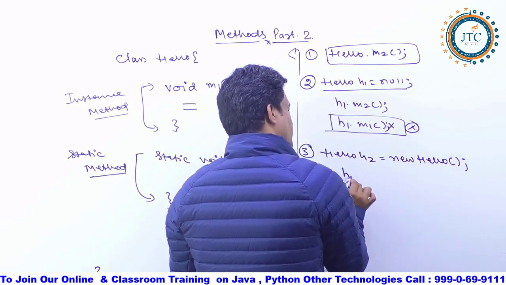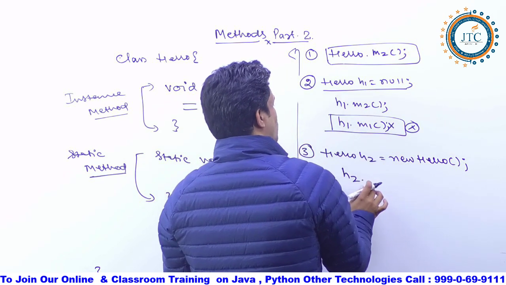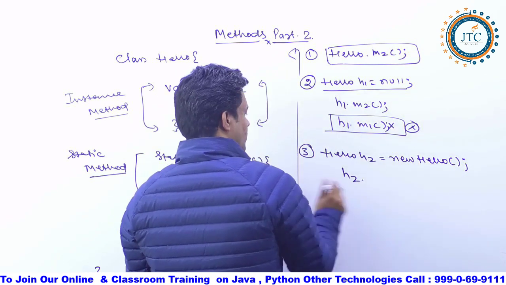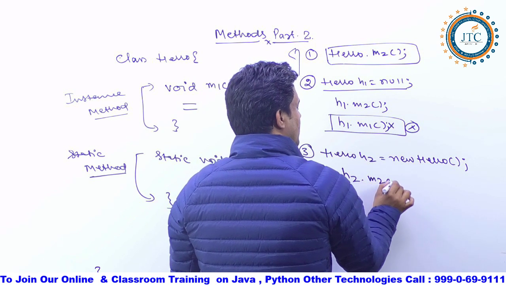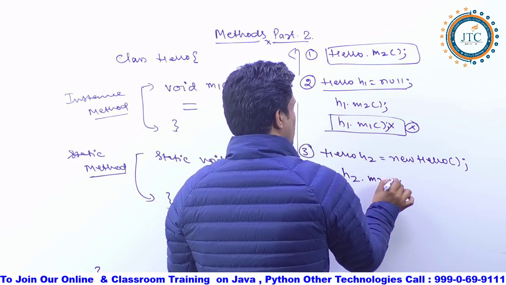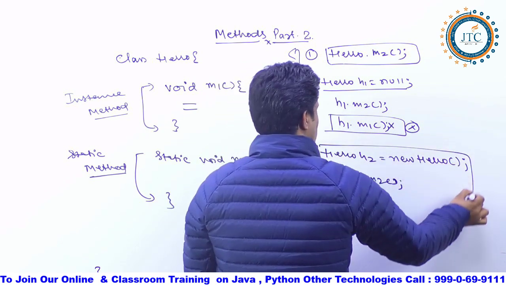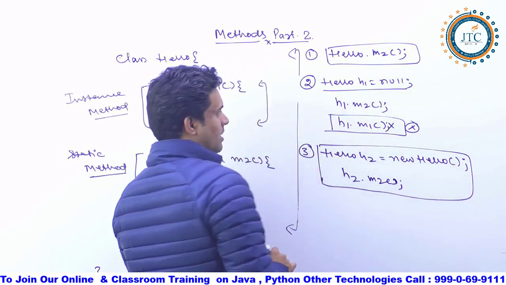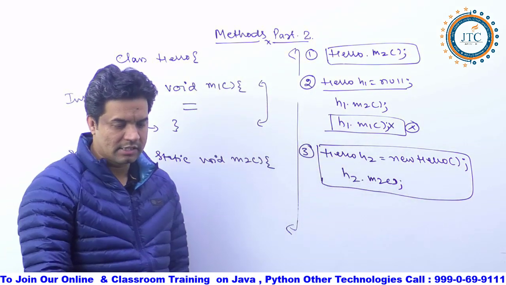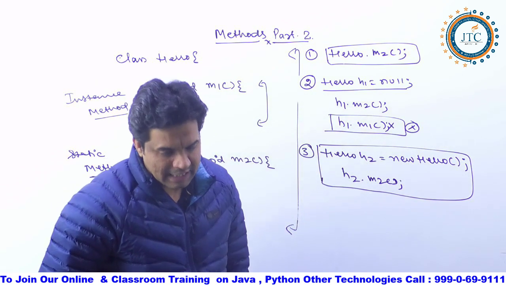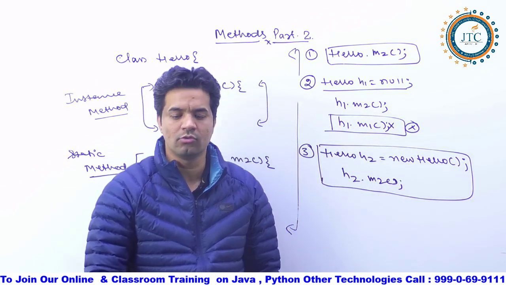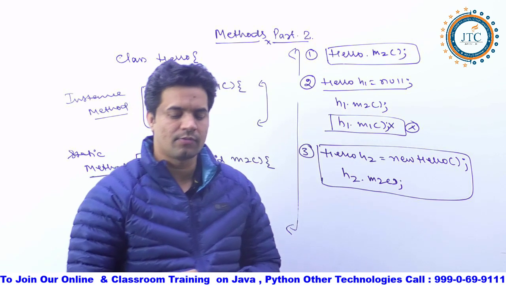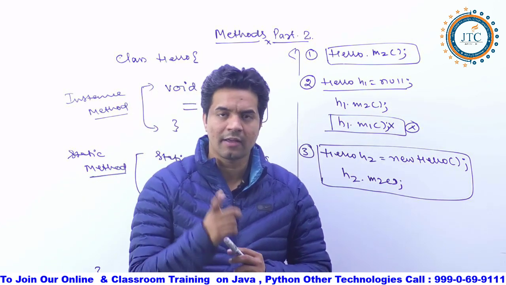We are writing here h2 dot, what else am I going to call here now? Let's say I am calling the m2 method. In this way also you can call the static method. This is also one way to call the static method, right? So again, there are three different techniques for calling the static methods of a class.